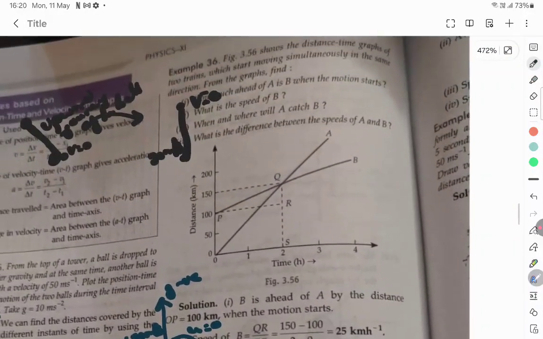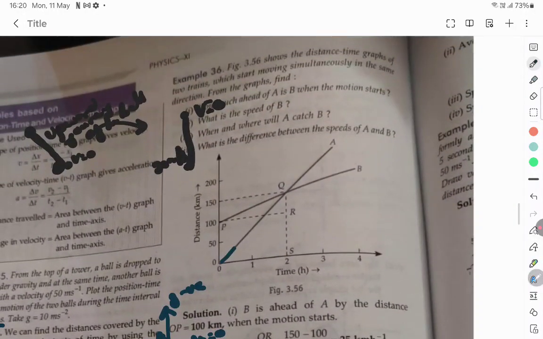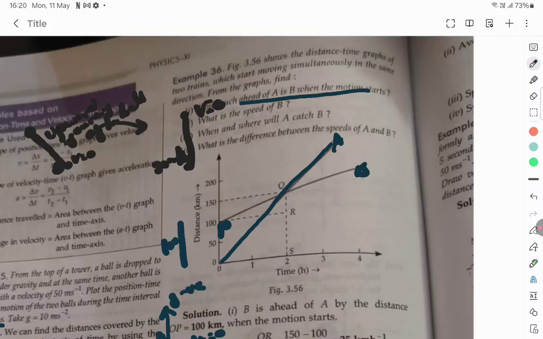The another sum that we did is this, where OA represents student A and PB represents student B who is traveling. And you see student B is already ahead of student A by 100. His position is not at origin. So the question is, who is ahead, A or B? You know that B is ahead. When it's starting time, B is ahead.